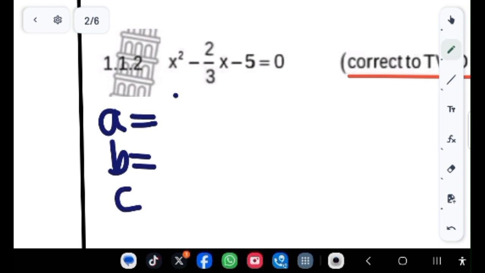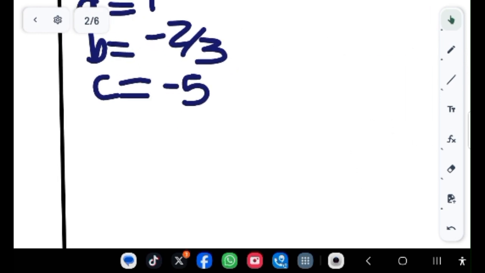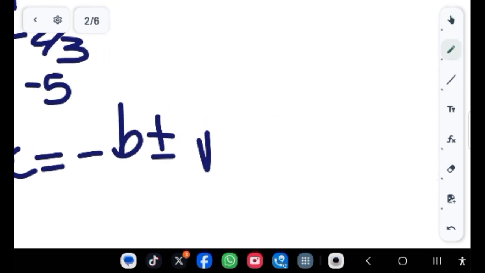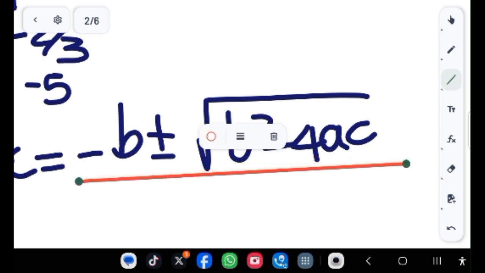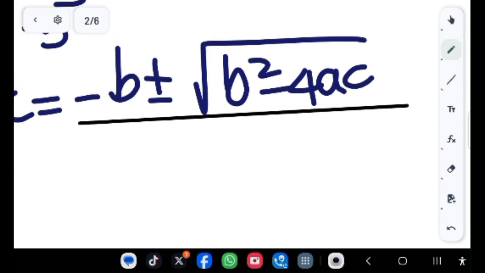Now a is the coefficient of x squared, that's 1, and then b is negative 2 over 3, and then c, which is the constant, is simply negative 5. The a, b, c. Now what you do is you take out your calculator and use the formula. So the formula is minus b plus or minus the square root of b squared minus 4ac. It's going to be given to you in the final exam formula sheet, but you need to know it.